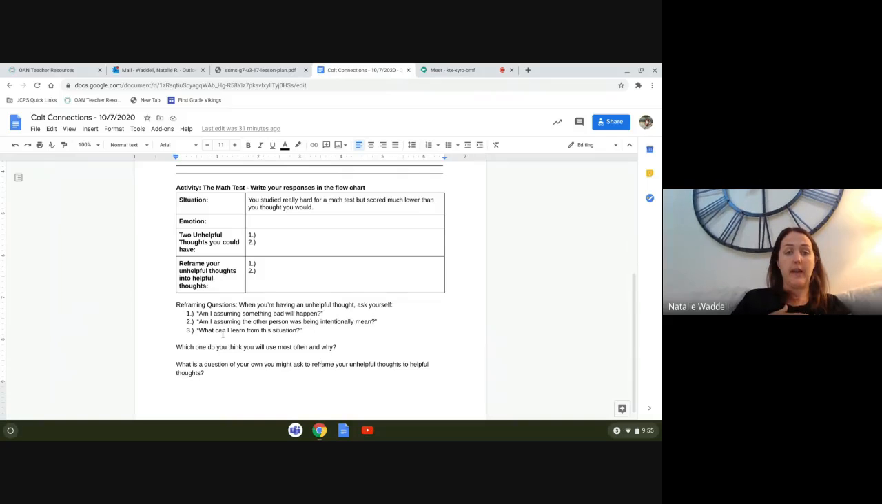So I had shared my example about how I choose the second one because I'm kind of sensitive and misinterpret things a lot. The last one, what is a question of your own that you might ask to reframe your unhelpful thoughts to helpful thoughts?